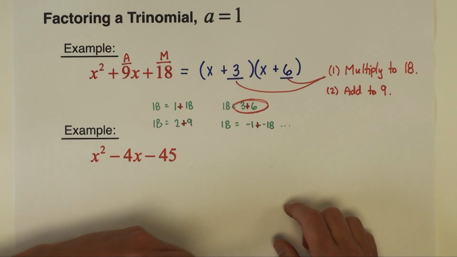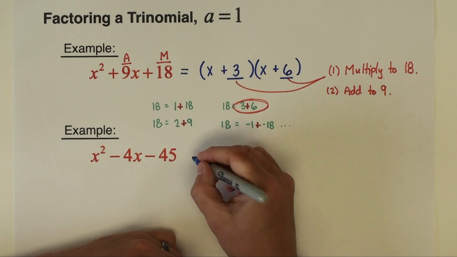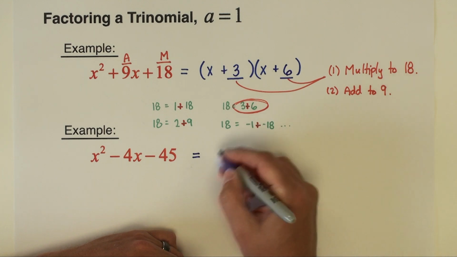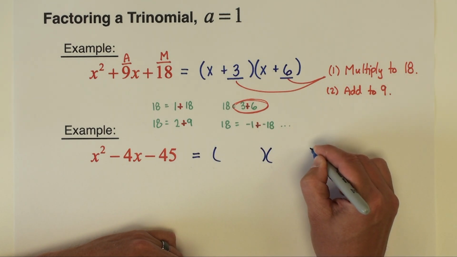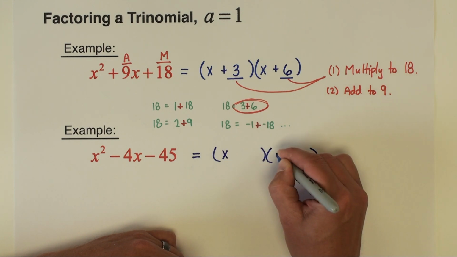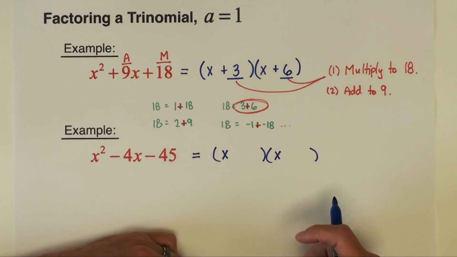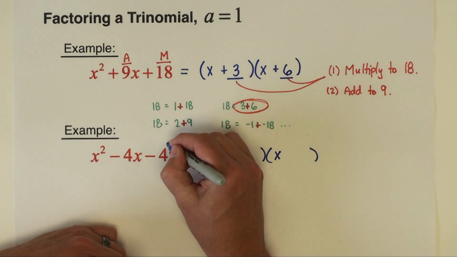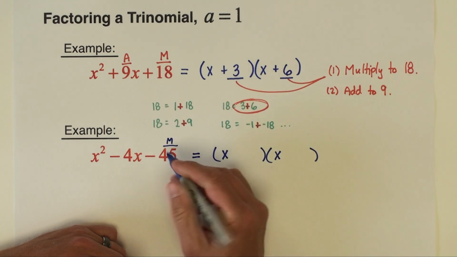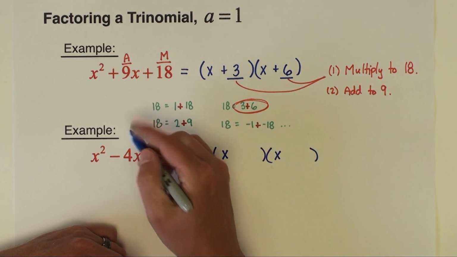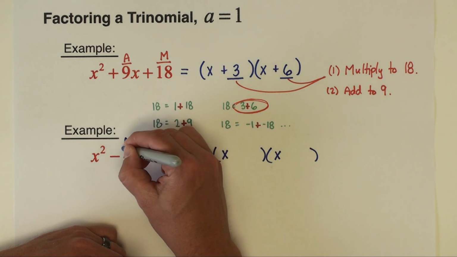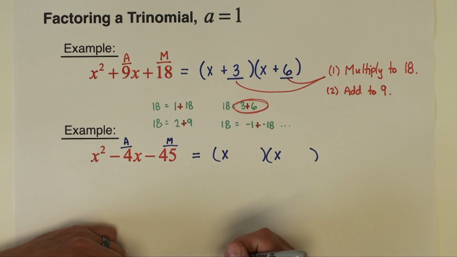Okay, let's try one other example problem. X squared minus 4x minus 45. I'm going to set up my two binomials. X times x is going to make the x squared. And I want numbers that multiply to not 45, but -45. And those same two numbers have to add to -4.